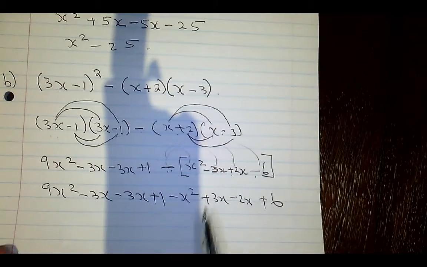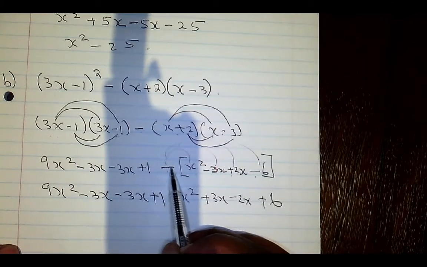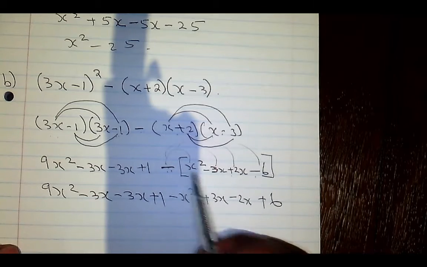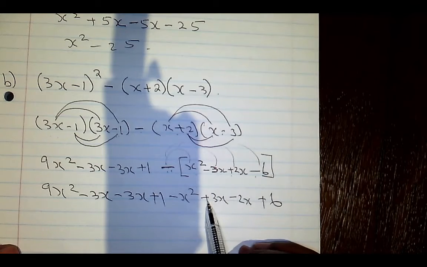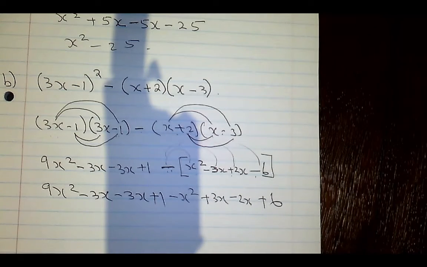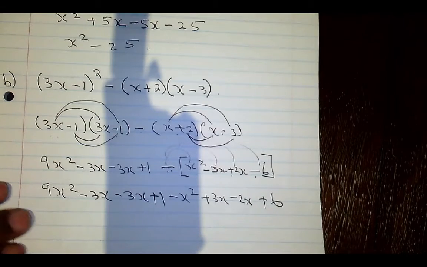Remember that a negative sign multiplied by a positive will give you a negative, and a negative times a negative will give you a positive. That is why the signs are changing. Right, now you can simplify this. You can group your like terms together.